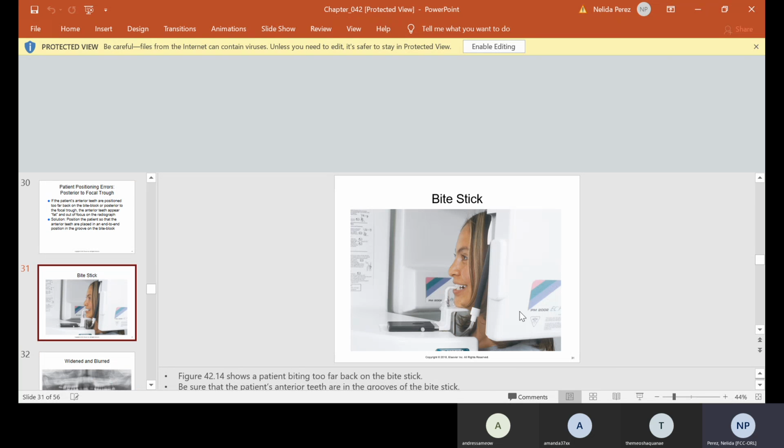So this is what I'm talking about. All panels are like this. You have a chin rest, so they lean their chin on here. And this is a bite block. By the way, these bite blocks have a little notch. And if you ask the patient to slide their teeth in and their teeth fall in the notch, then you know you're in perfect positioning.